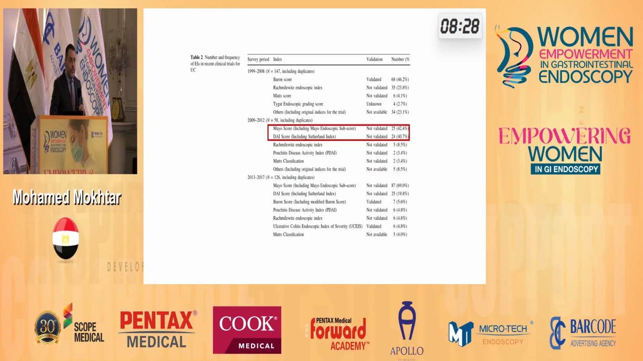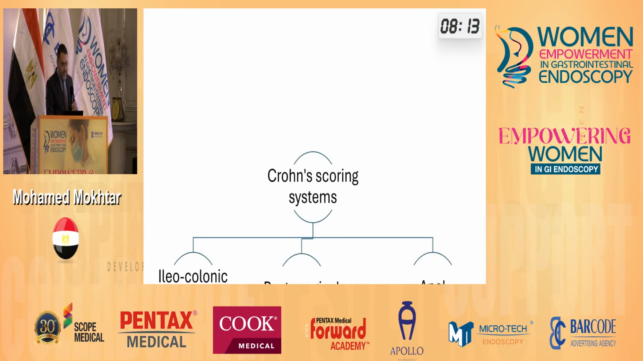This table shows the frequency of use of endoscopic scoring among clinical trials and shows that the Mayo endoscopic score should have priority in all clinical trials that have been done. What about Crohn's disease?